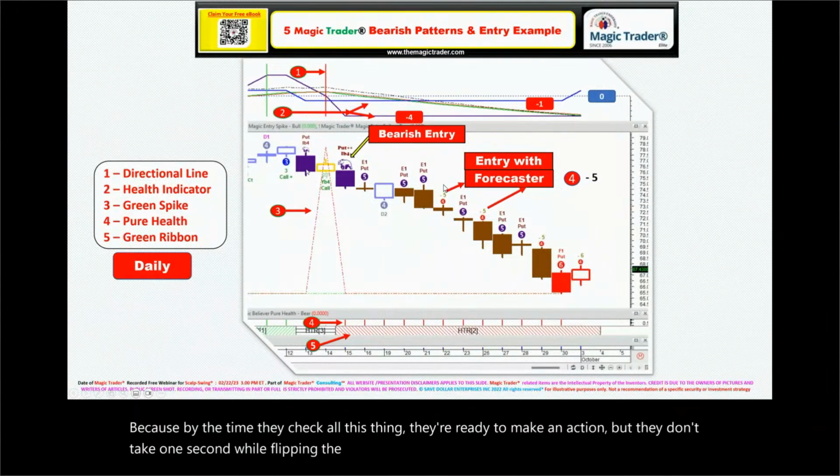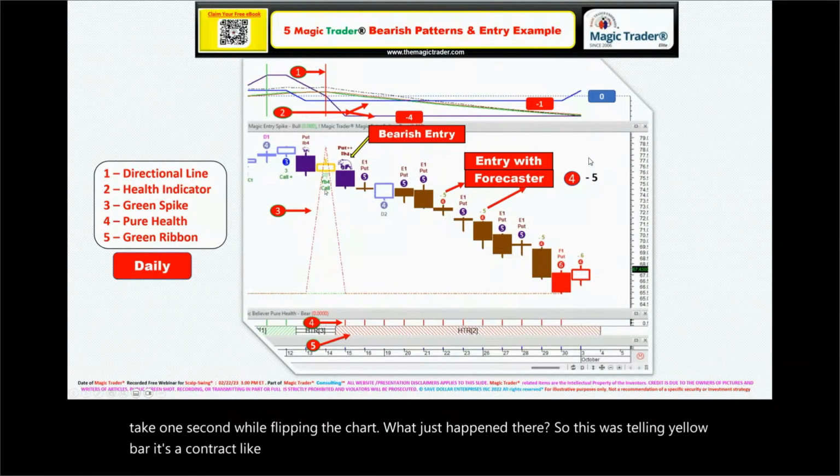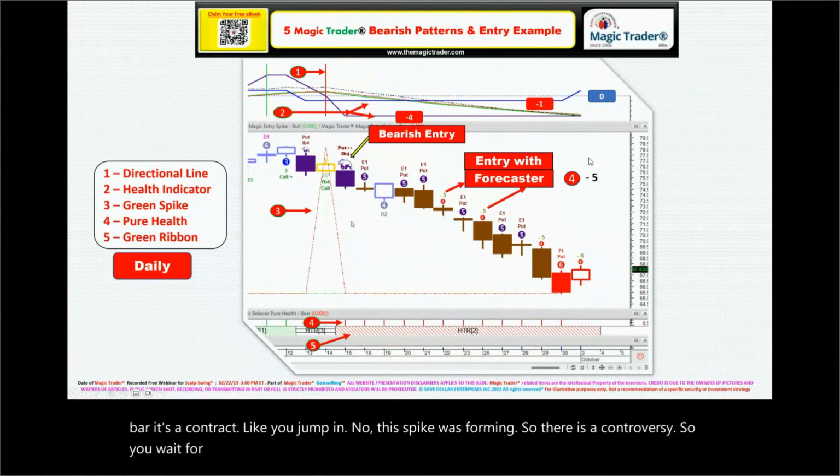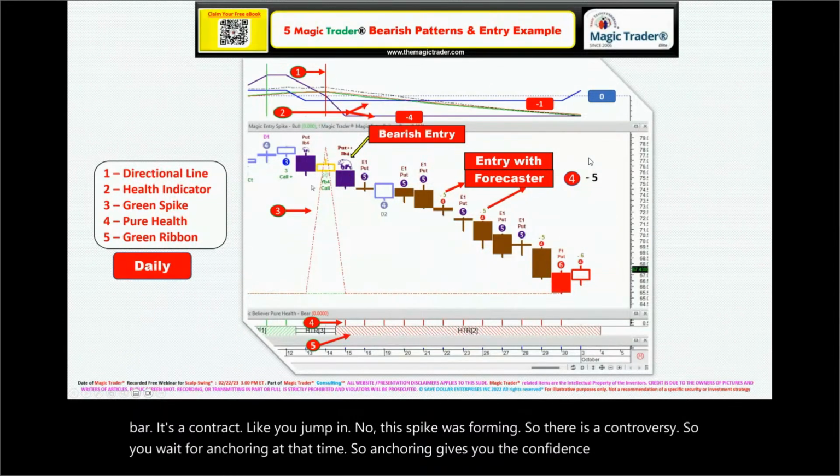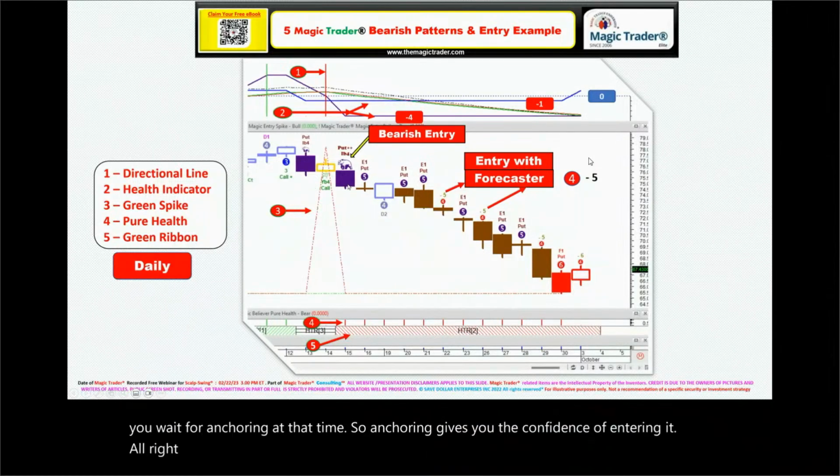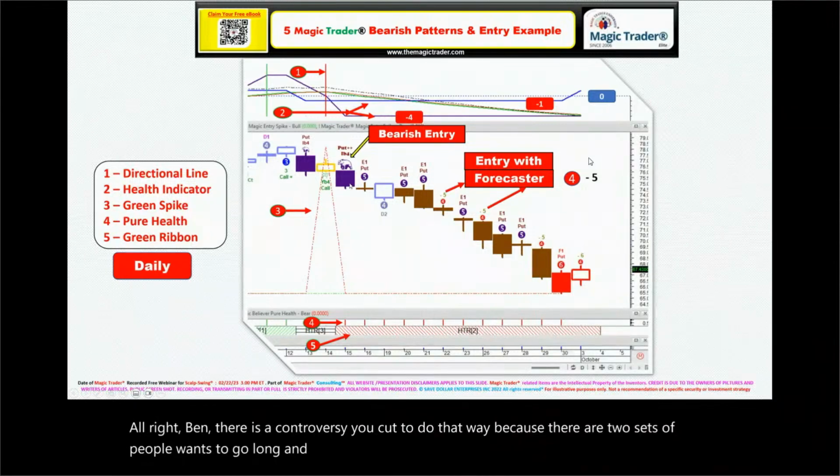What just happened there? This was telling us, oh, yellow bar, it's a controversy, like don't jump in. No, no, no. The spike was forming. So there is a controversy, so you wait for anchoring at that time. Anchoring gives you the confidence of entering. All right, when there is a controversy, you got to do it that way, because there are two sets of people who want to go long and short. So what are you supposed to do? They're both right and wrong.